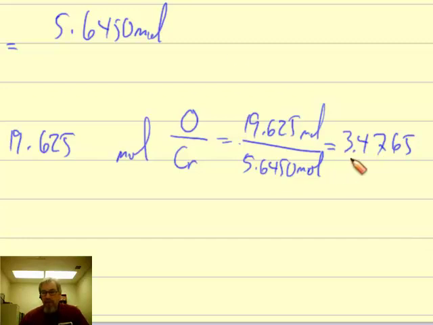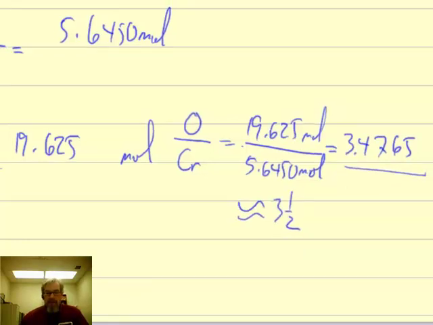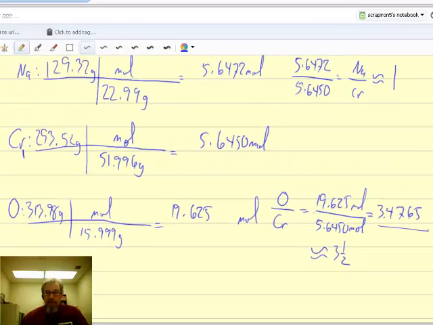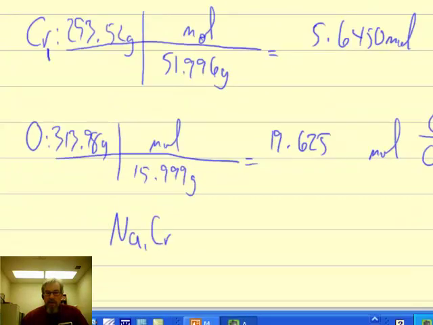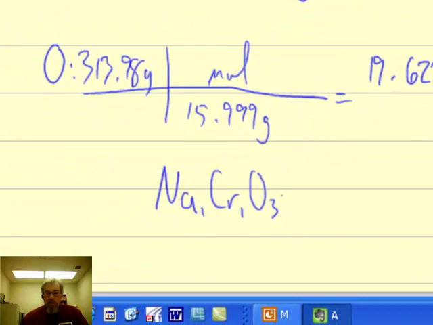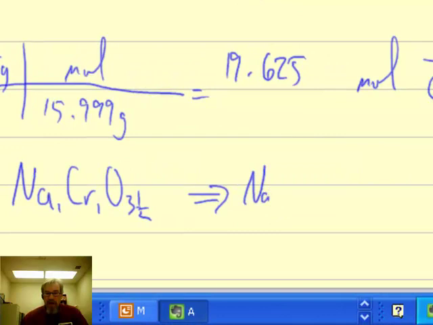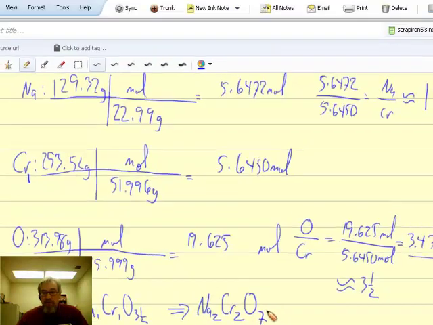If I'm at 3.4765, that's not close to a whole number, but it is pretty close to 3.5. So now what do I do with that? Well, if I could keep that half, my formula would have been Na1Cr1O3.5, because that's what my ratios were. But I can't. So I'm going to double everything. And that'll leave me with Na2Cr2O7, because 7 is twice 3.5. Try this one.